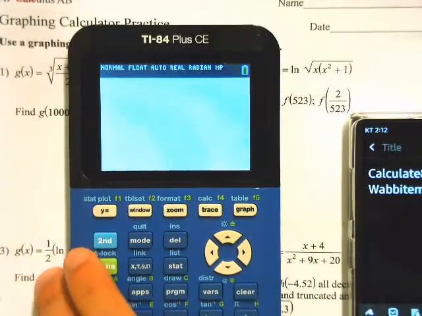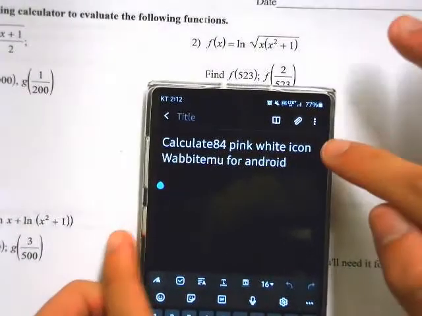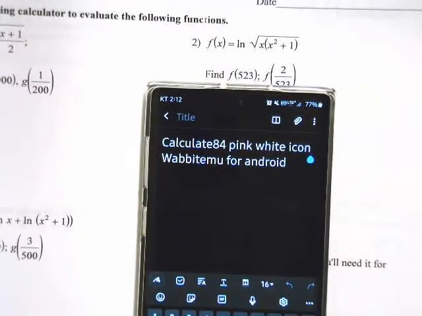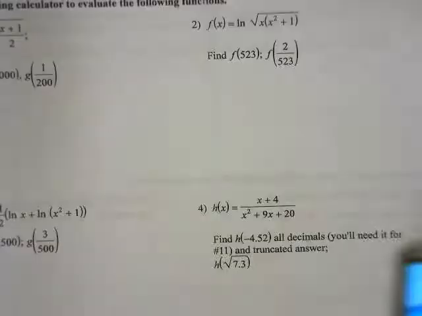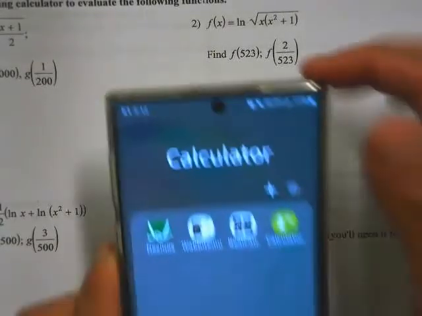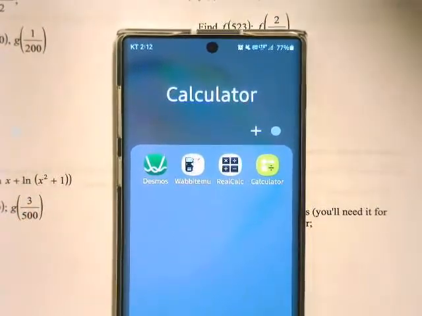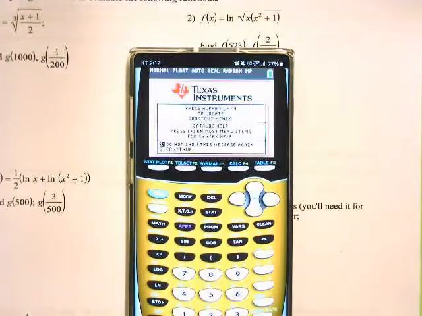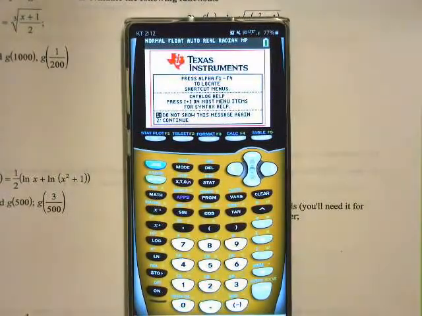Right now, of course, money can be an issue, so here are a couple of free apps, and I'll show you one of them because I do not have an iPhone. iPhone users, look for Calculate 84, the pink and white icon. I'll show you WabbitEmu for Android. Desmos is okay too, but I would rather use WabbitEmu because it emulates the real TI-84 CE.